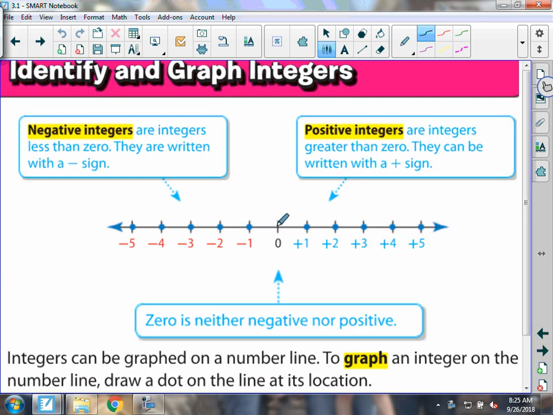Again, our negative integers are to the left of 0, our positive are to the right of 0. When we graph these, to graph an integer on a number line, you draw a dot on the line. Some people like to put them above, some people like to put them below, some people like to just use tick marks. You need to put a dot on the line. And your dot needs to be large enough so I can tell it's a dot. If you just do a tiny little dot and I can't tell it's a dot, you're not going to get points. It needs to be obviously a dot and it needs to be on the line. I'm going to look to see if you can follow instructions on this lesson.